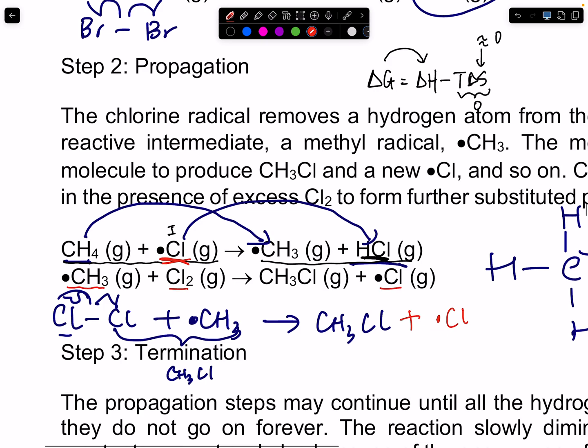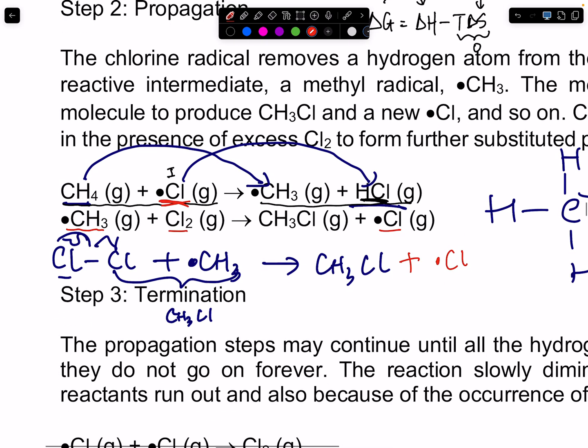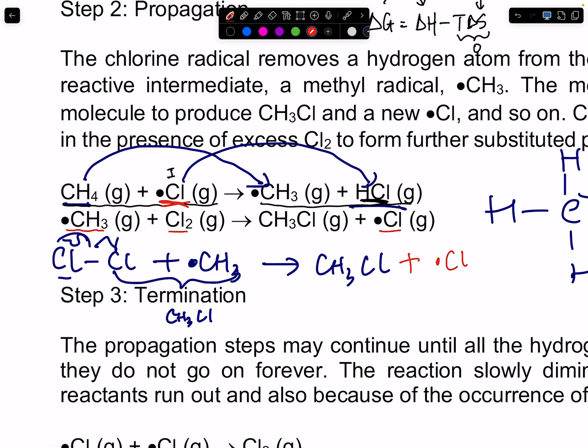I'm going to start with termination first because it's a lot easier. Termination is when a radical happens to collide with another radical. When a radical with an unpaired electron meets another with an unpaired electron and they collide, they form a normal covalent bond. Make sense? That's why the step is called termination.